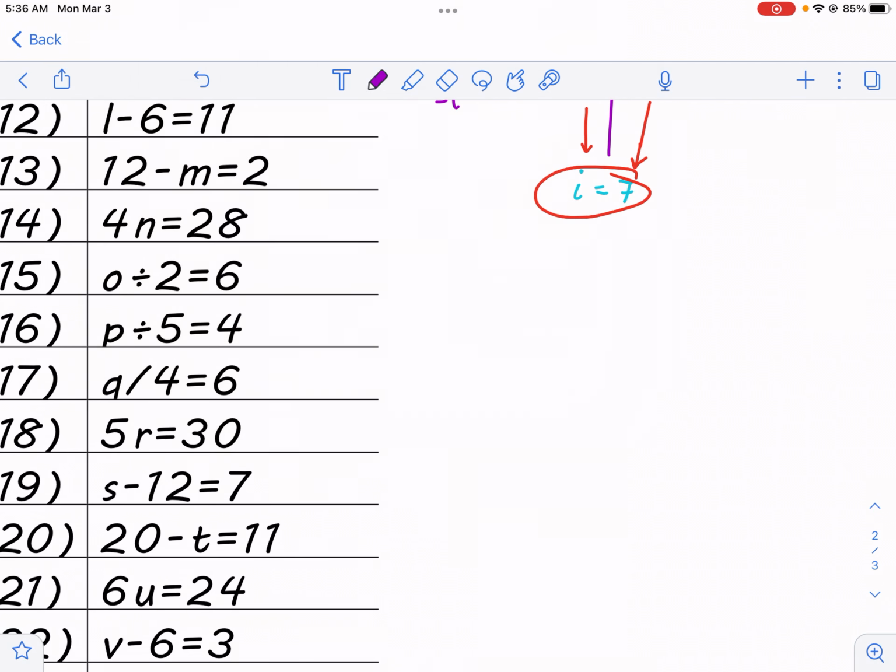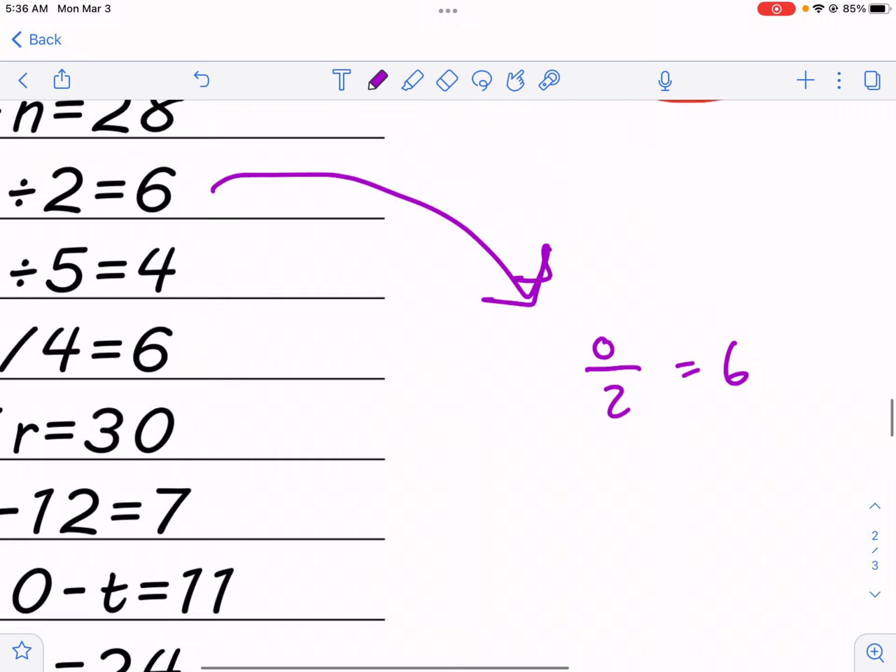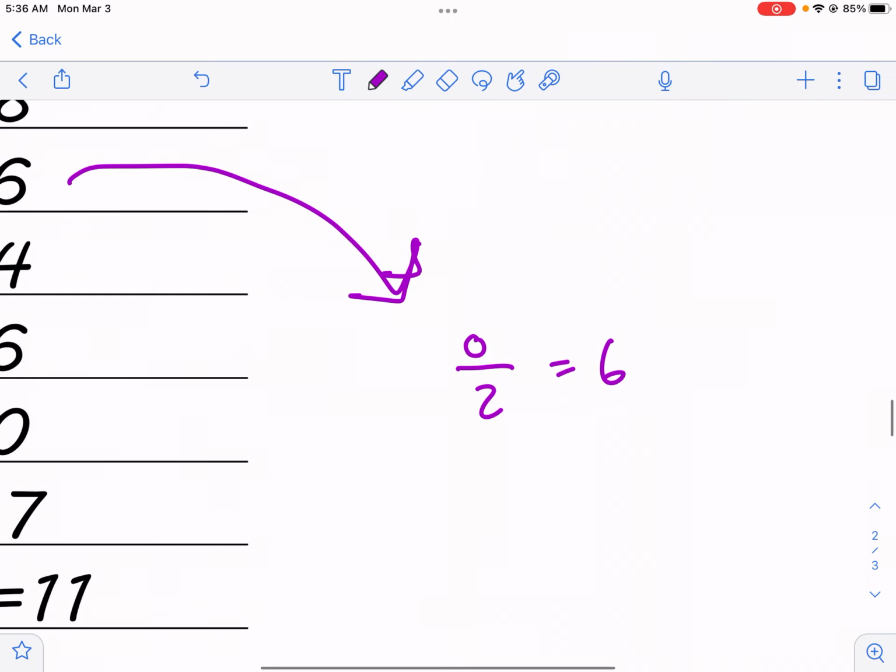Okay, so let's see here. Let's do number 15. So we have O. You have to be careful with O's. They kind of look like zeros. O divided by 2 equals 6. Now you're like, whoa, you wrote it as a fraction. It's the same thing. So if I have O divided by 2 equals 6, it's the same thing as that fraction I just wrote.